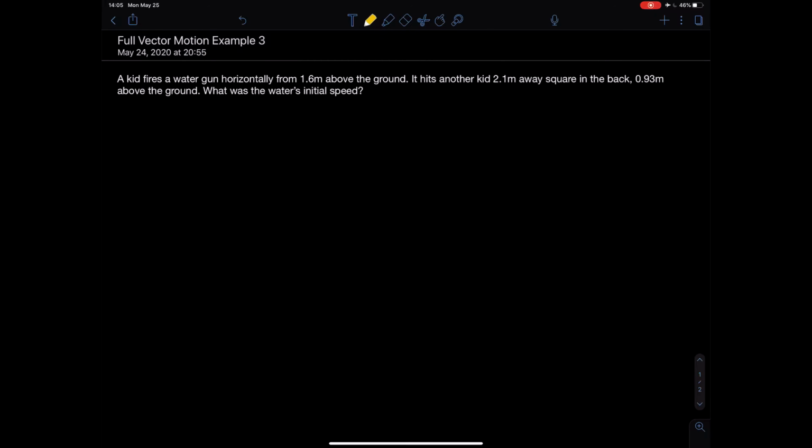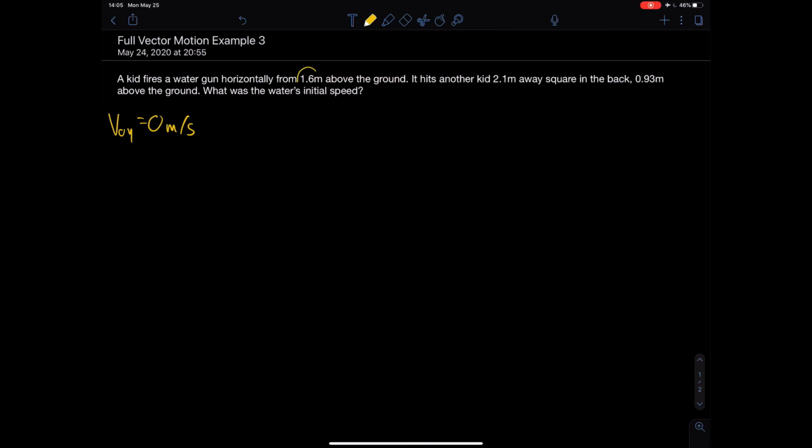So the first pieces of information that we can get immediately come from the fact that he fired the water gun horizontally. That tells us right off the bat that our initial velocity in the vertical direction was 0 meters per second. We're just going to write down all the information we can, and maybe some of it we won't use, maybe some of it we will. He fired it horizontally from 1.6 meters above the ground. It hits another kid 2.1 meters away.